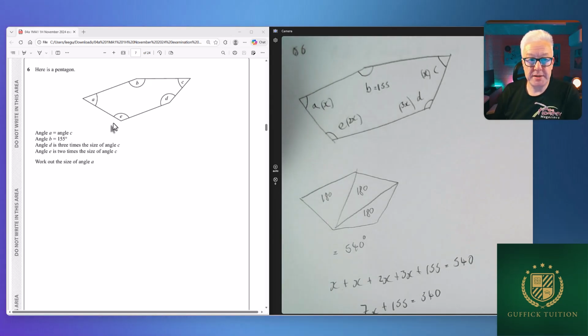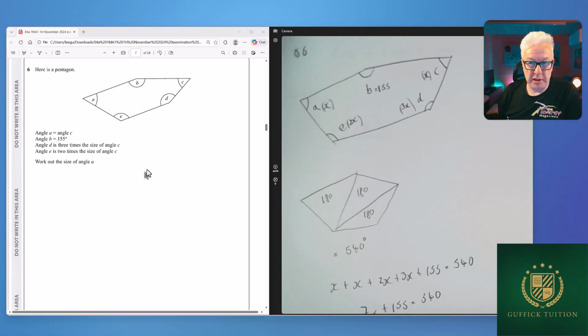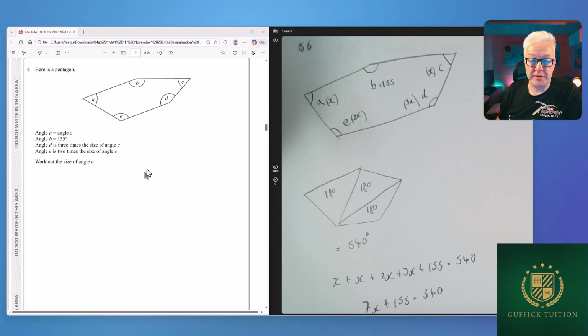Hi everyone, here is a pentagon. The angle A is equal to the angle C, the angle B is 155, the angle D is 3 times the angle C, and the angle E is 2 times the angle C. Work out the size of angle A. So just a little bit more confusing than this question sometimes comes up.